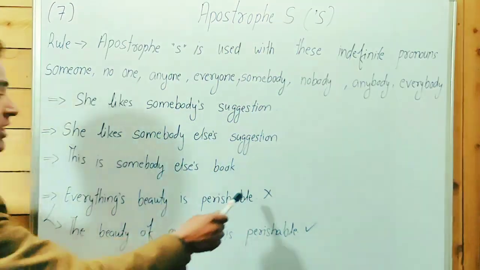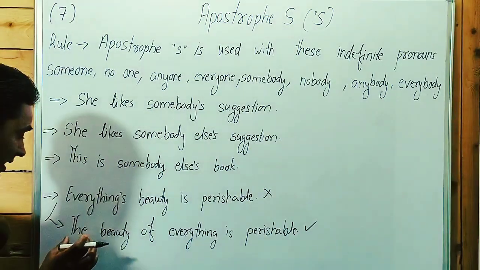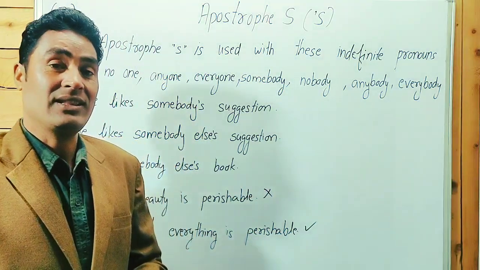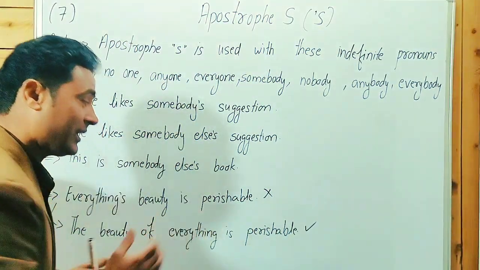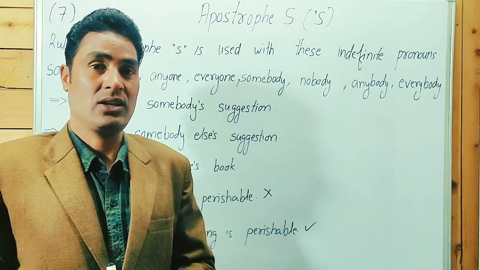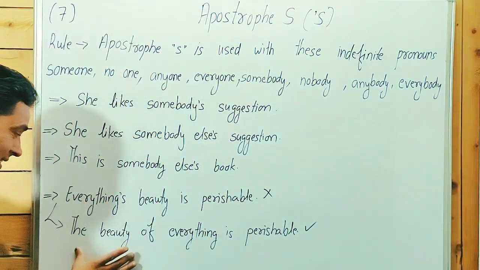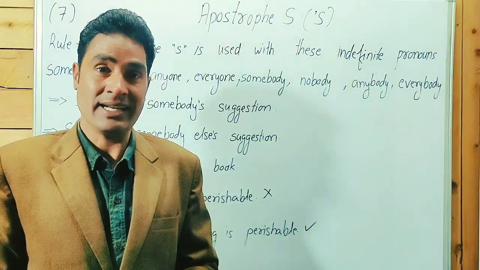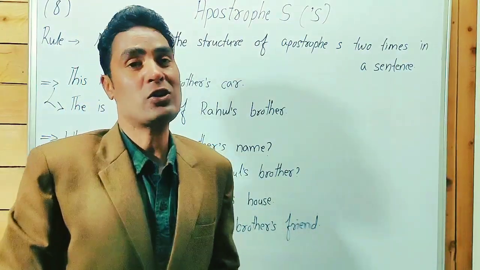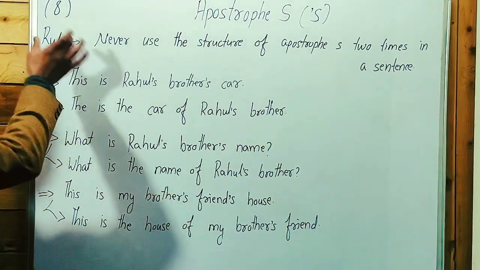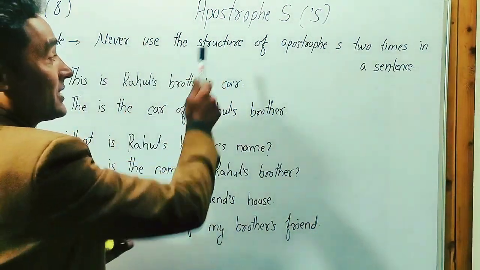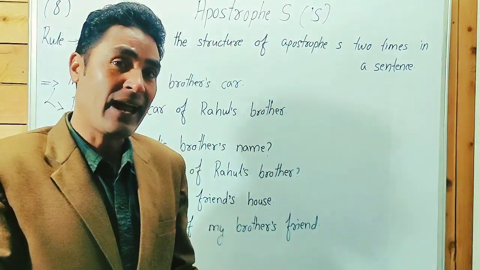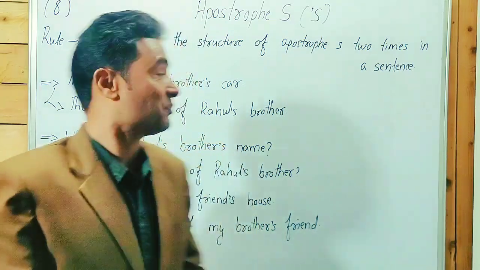Everything's beauty is perishable is an incorrect sentence. The beauty of everything is perishable is a correct sentence. We have to use the of system with everything, something, anything, and nothing. Eighth rule of apostrophe s. This is the last rule of apostrophe s. Never use the structure of apostrophe s two times in a sentence. The second time we have to use the of system.